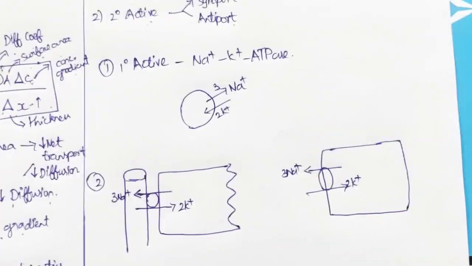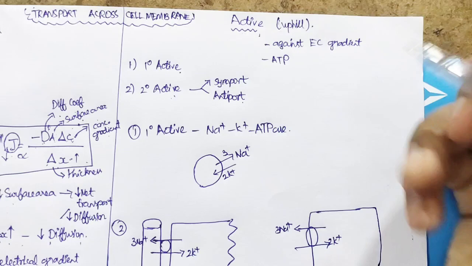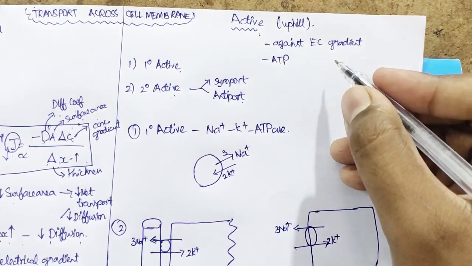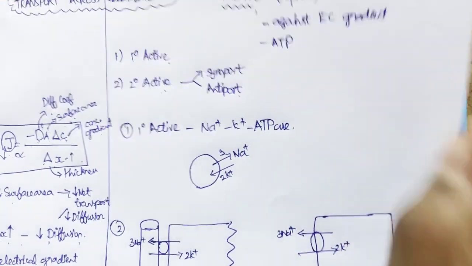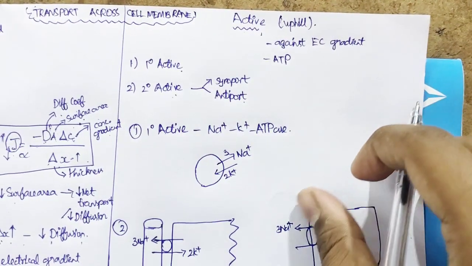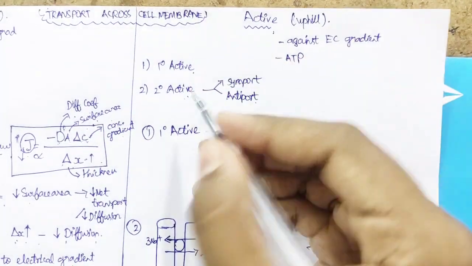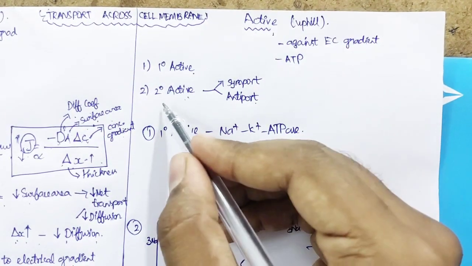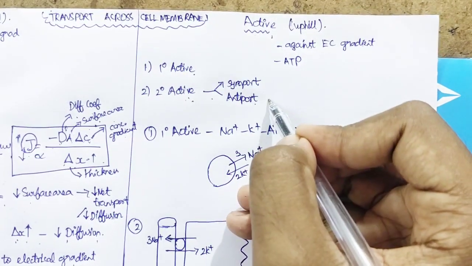The next, we are going to start active transport. Yes, uphill transport. Here we are using ATP as the energy source. So you have to make the molecule or ion travel across the cell membrane against the electrochemical gradient. It can follow primary active transport or secondary active transport. Secondary active transport is of two types. One is symport, another one is antiport.